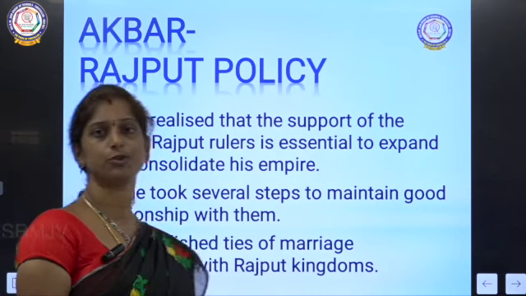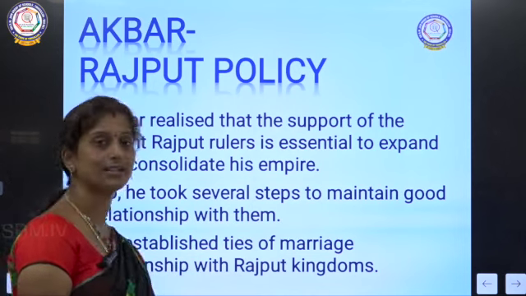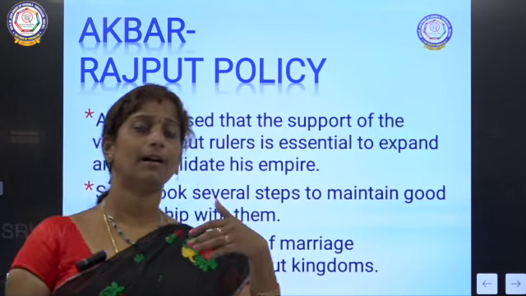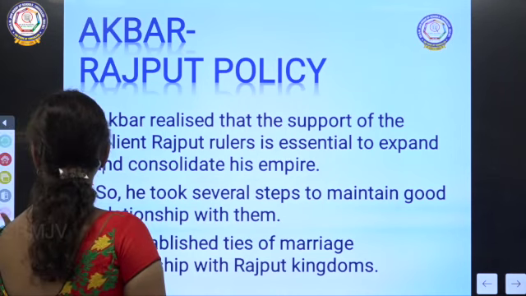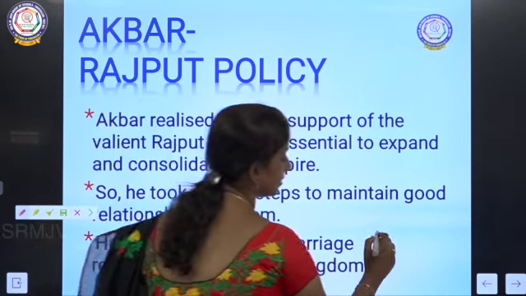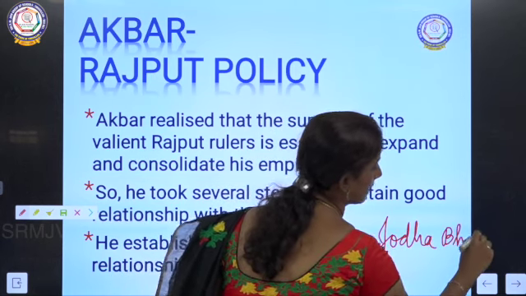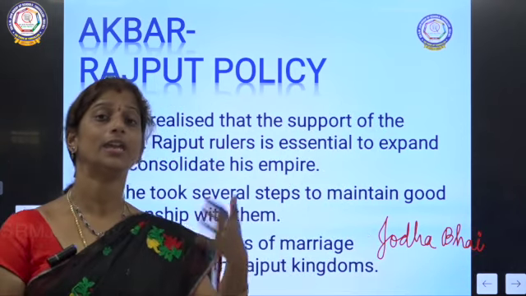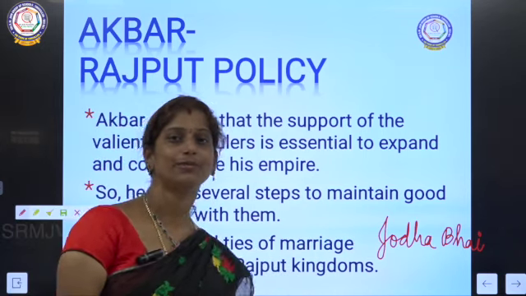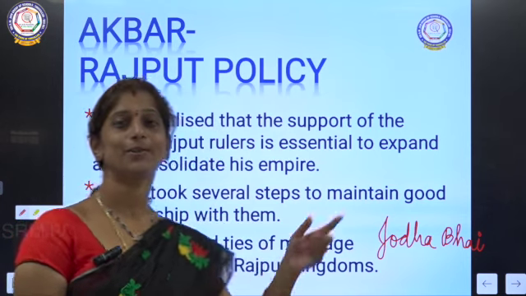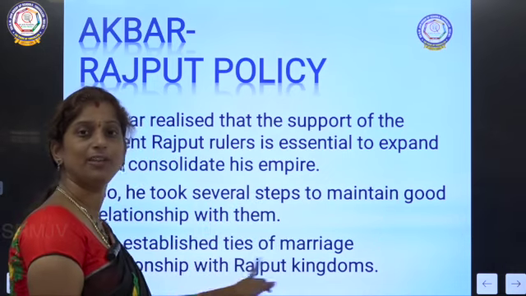So he took many steps to maintain a good relationship with them, and he established ties of marriage relationship with Rajput kingdoms. So what happened? He arranged for marriage relationships with these Rajputs. Like that he married, yes, Akbar married Jodhabai, who was a Rajput princess, and that is how he established a good relationship with Rajputs. Okay, he married Jodhabai. You would have heard this name, Jodha Akbar. Yes, so he married Jodhabai, and he was able to maintain a good relationship with Rajputs.